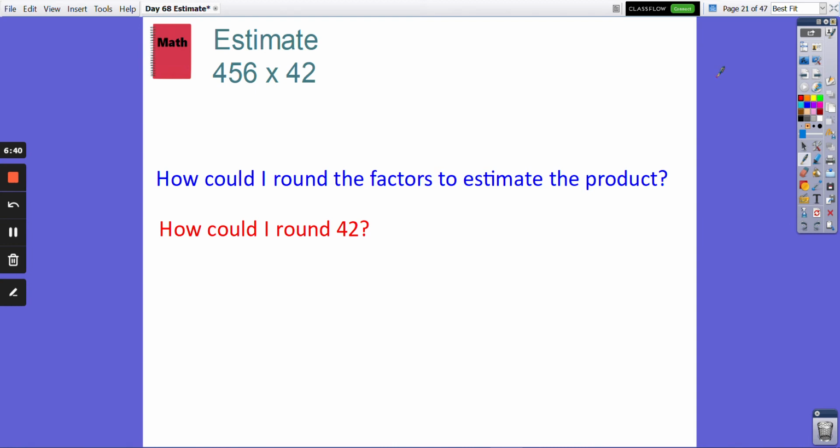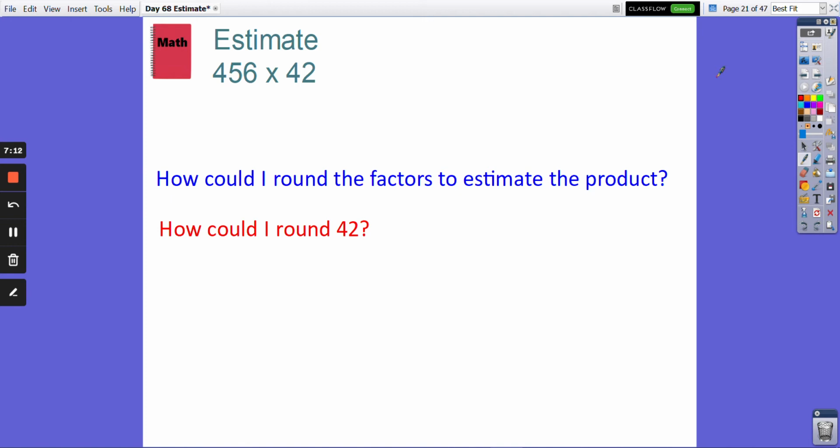Okay, so let's go ahead and get into our notebook. We have to estimate the product of 456 and 42. The nice thing is we're not actually finding the exact answer in this moment. We're just going to find the estimate. Well, guess what? We're going to use what we did yesterday and use that with our estimation. So how could I round the factors to estimate the product? How could I round the factors?